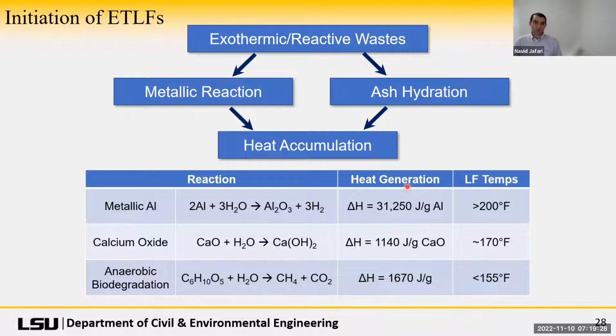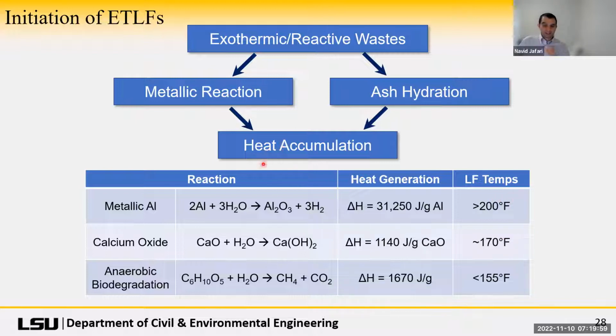There have been a number of exothermic or reactive wastes that, as researchers, we've looked at. So specifically aluminum production waste, that's metallic aluminum. That is quite exothermic. You have a lot of ash, coal combustion residuals that have calcium oxide. You can also have calcium oxide, the hydration of it, and then the carbonation of it afterwards. And we've seen landfill temperatures of about 170 degrees Fahrenheit, 200 degrees Fahrenheit for aluminum.